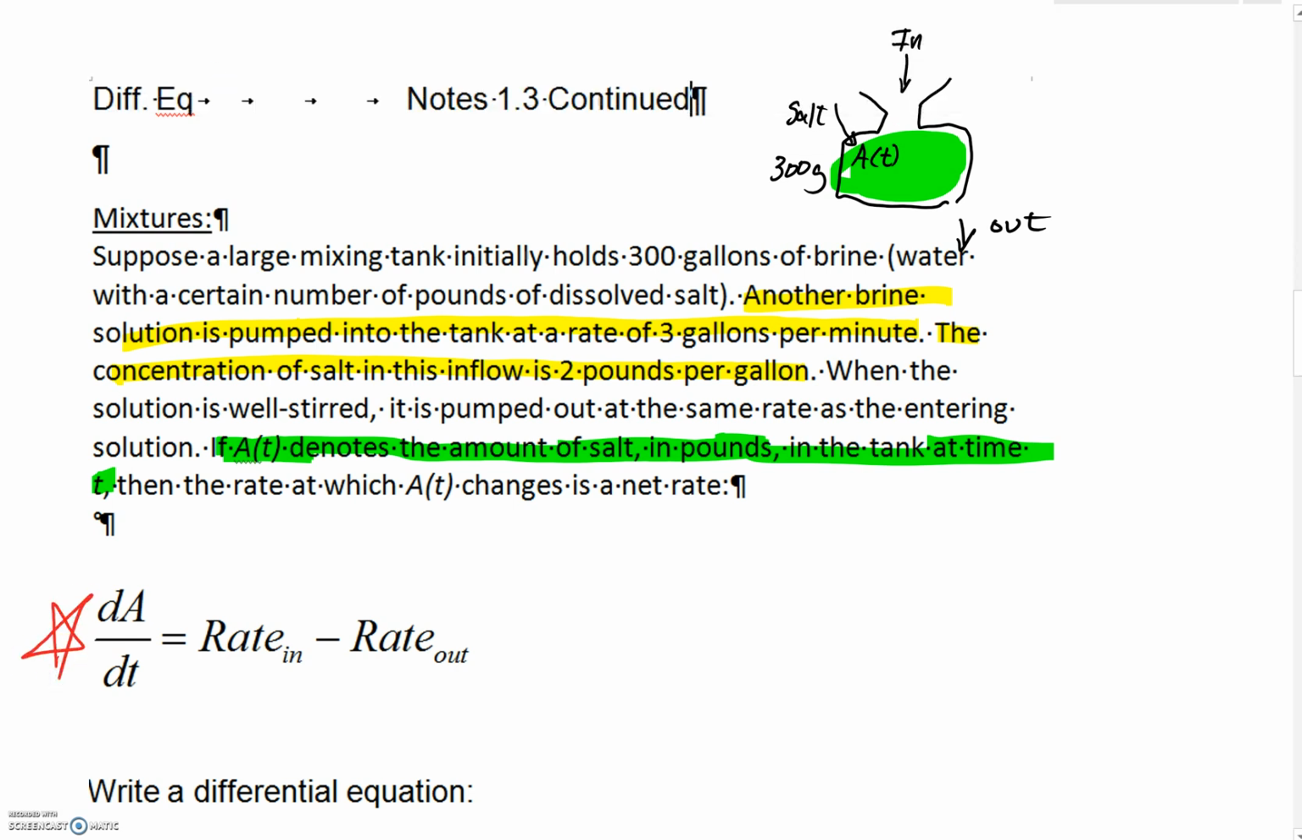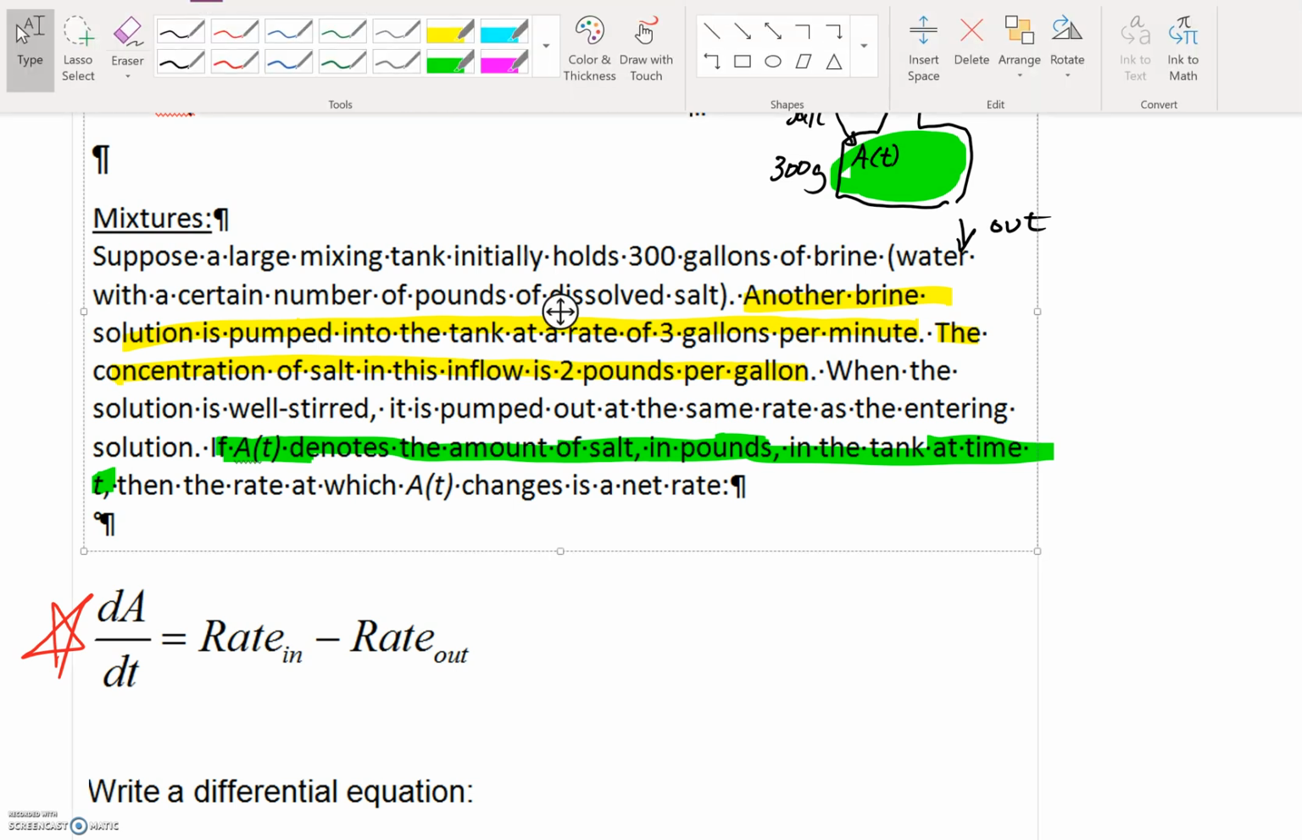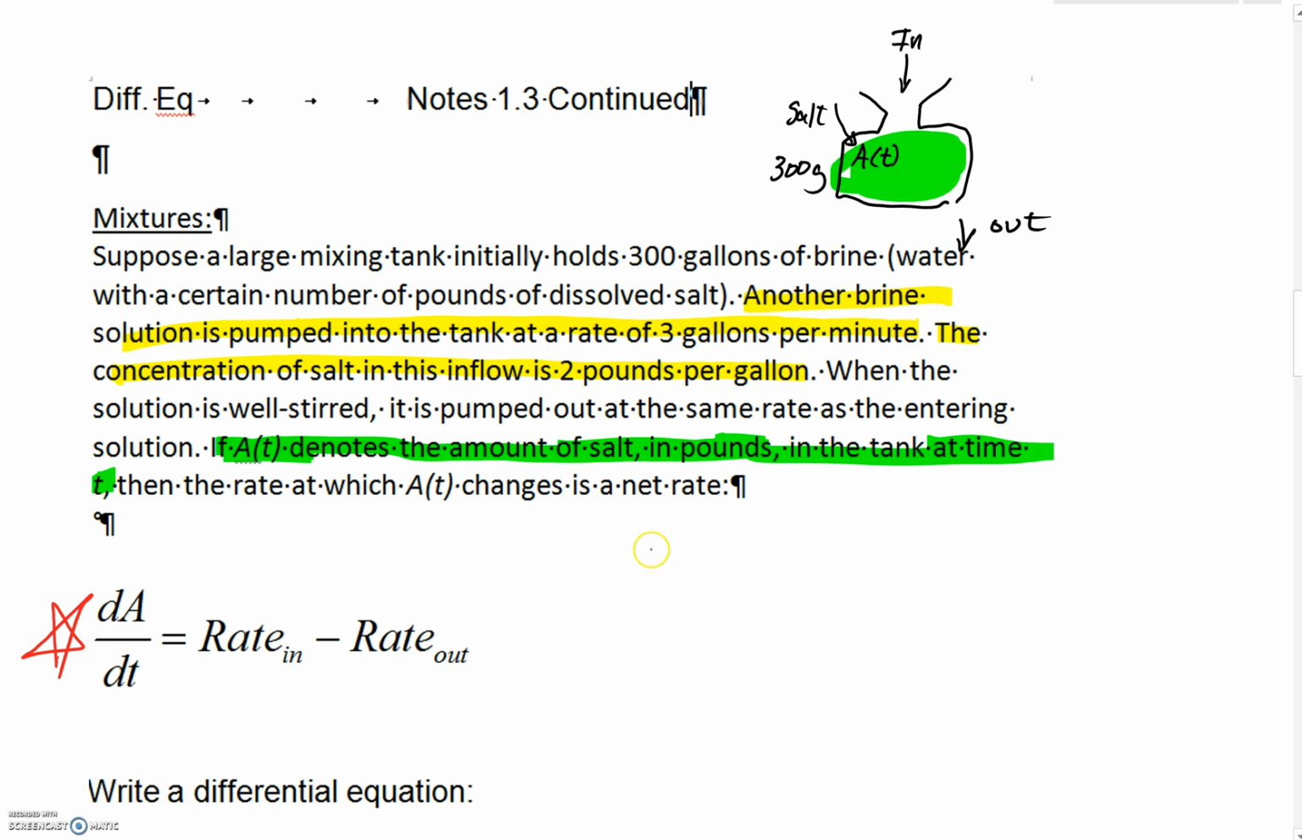The amount of salt in pounds, when we're looking at that rate changing with respect to time, it's the rate of salt coming in minus the rate of salt coming out, in pounds per minute for both of these. So that's the whole big picture of a mixture problem. It's rate in minus rate out. So let's just break this down a little bit and see if we can get this to make some sense.